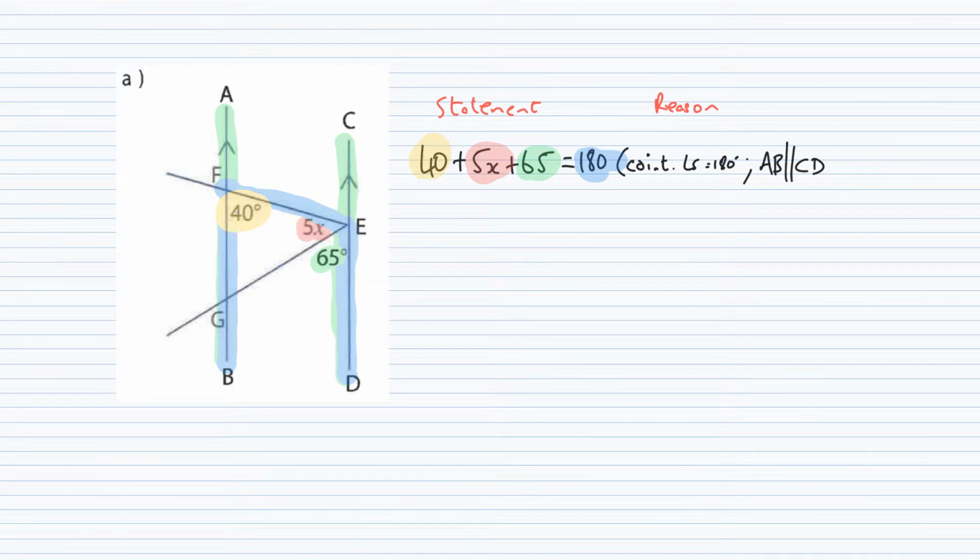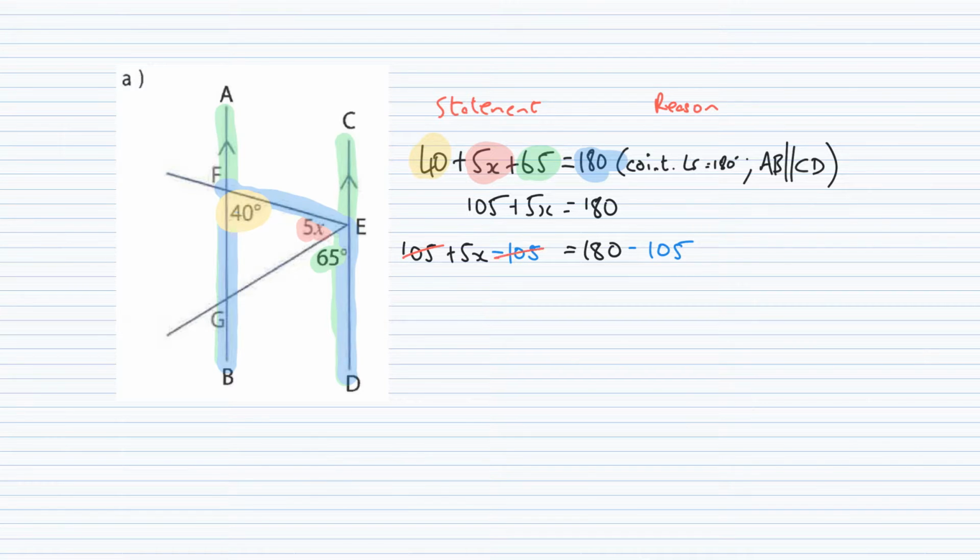Nothing wrong if you said FB is parallel to ED or FG, as long as you're referring to those two parallel lines. Okay, now we've got an equation here. So 40 plus 5x plus 65, however many steps this takes you. I'm going to say 40 plus 65 is 105, plus our 5x still is 180 degrees. Then we've got 105 plus 5x equals 180, and if we subtract 105 from each side, remember whatever we do on one side of the equation, we do to the other side of the equation, and we don't talk about moving things over or trolls under bridges or something. So we've subtracted 105 from each side.